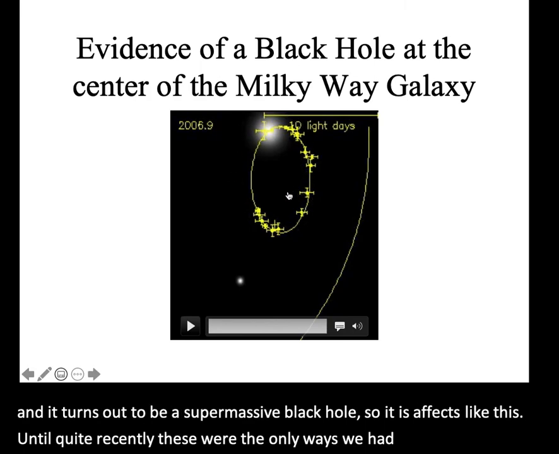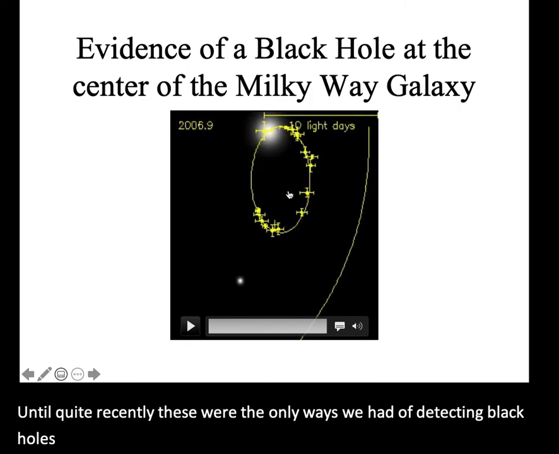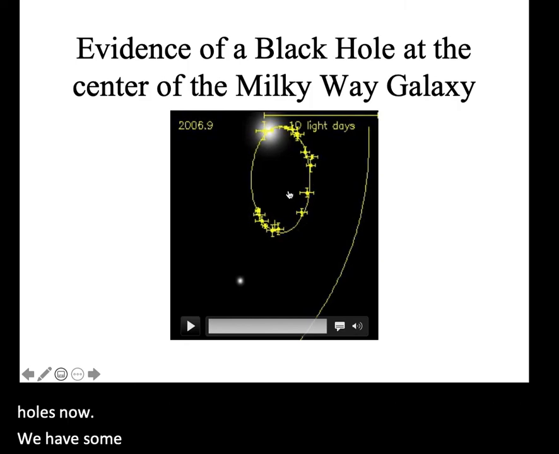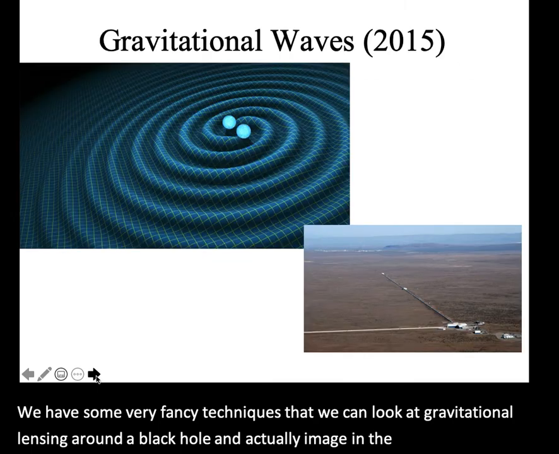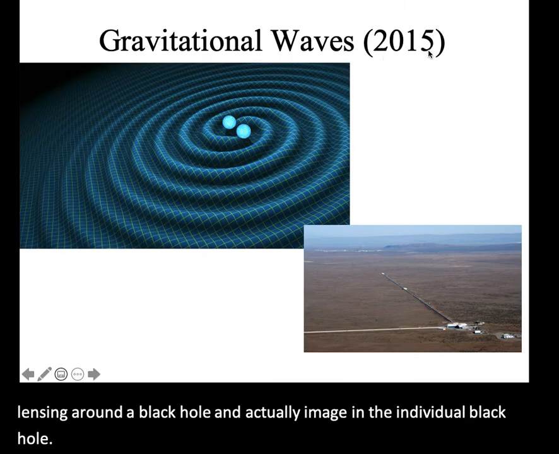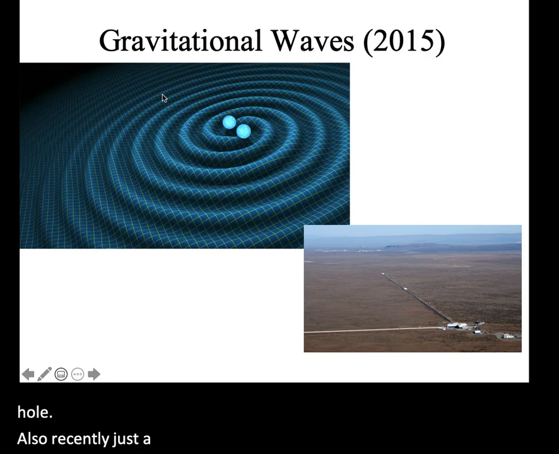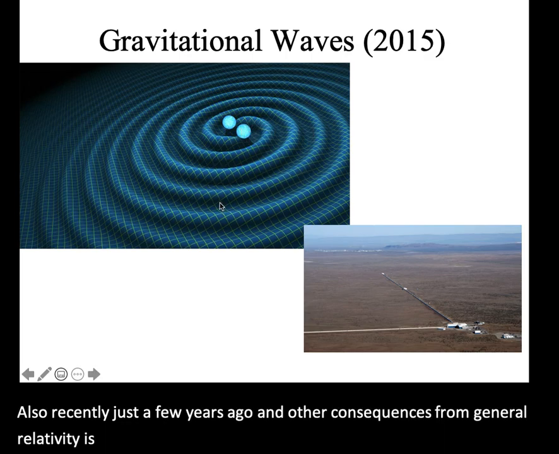So it is effects like this, until quite recently, that were the only ways we had of detecting black holes. Now, we have some very fancy techniques, and we can look at gravitational lensing around a black hole and actually image an individual black hole.